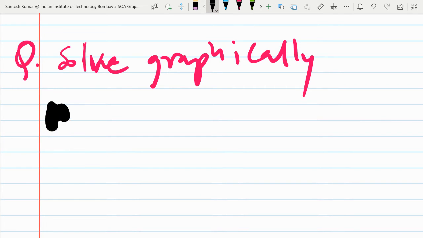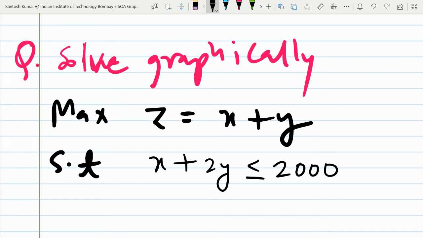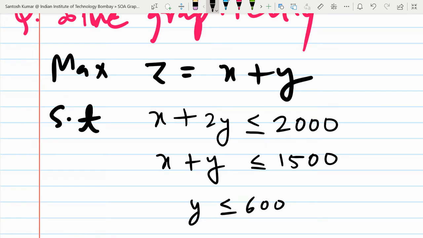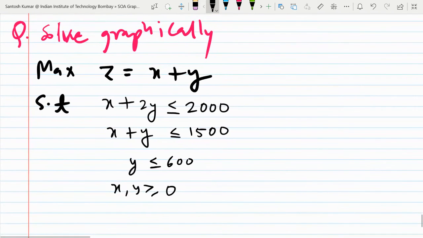The LPP is: maximize z is equal to x plus y, subject to x plus 2y less than or equal to 2000, and x plus y less than or equal to 1500, y less than or equal to 600, and x, y both more than or equal to 0. So the question is we have to solve this LPP using the graphical method.